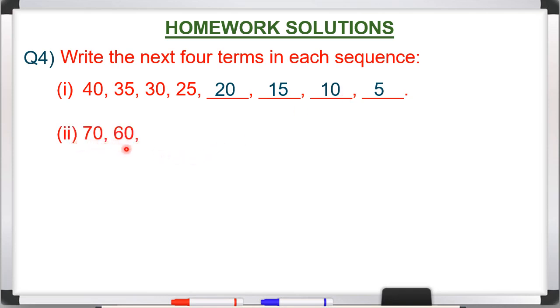70, 60, 50, 40, dash, dash, dash, dash. Here beta, in part 2 this number series is given and this number series is also given in descending order. Okay, first of all we will find out the difference between first two given numbers. First two given numbers are 70, 60. 70 minus 60, 10. Okay, now we have found the difference, that is 10.